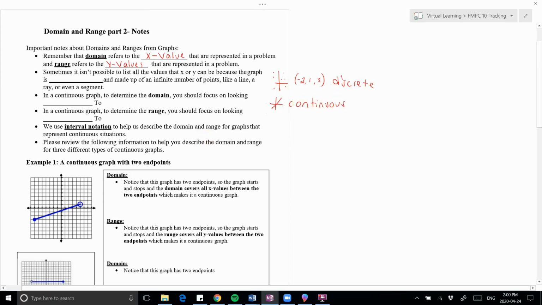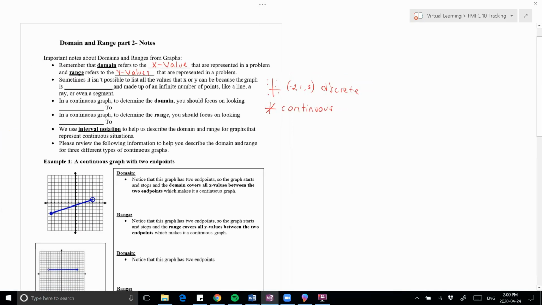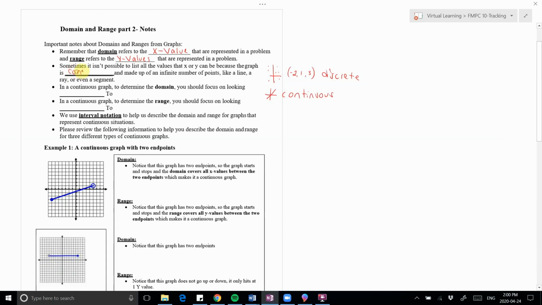So with a continuous graph, there isn't specific points that are possible. All of the data along that line is possible. And so when that becomes the case, the graph is continuous. Right? So when our graph is continuous, it's made up of an infinite amount of points. So we can't just list them. Instead, we have to write it as an interval.